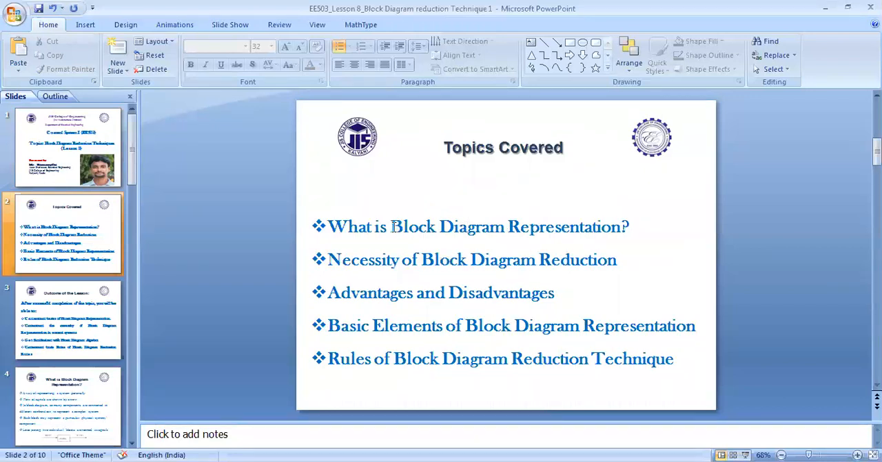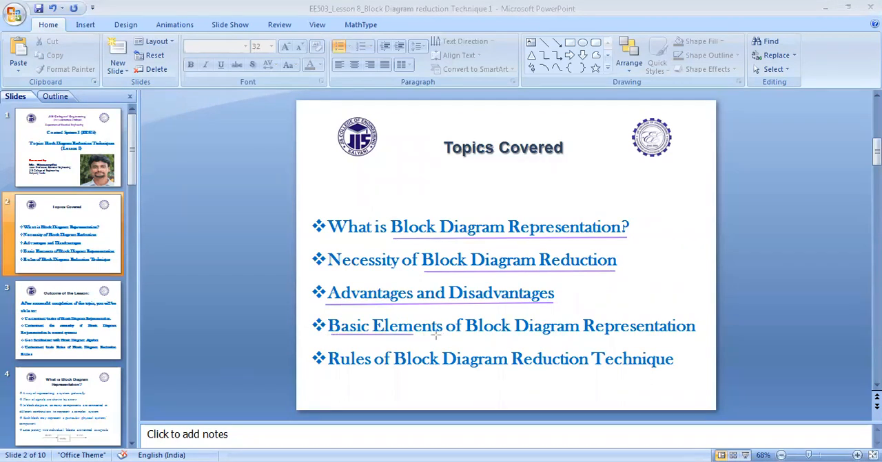First point is, what is block diagram representation? That means how can we represent a complex control system using block diagram representation technique. Next is, what is the necessity of block diagram reduction technique? Why block diagram reduction technique is used to analyze or synthesize a complex control system. Then we'll be discussing the advantages and disadvantages of this technique.